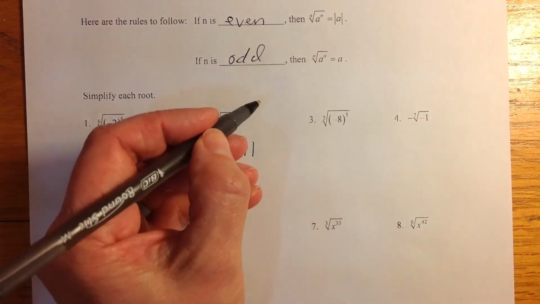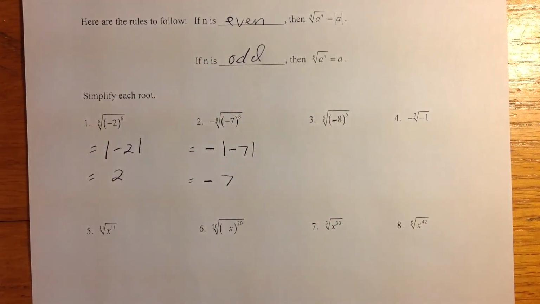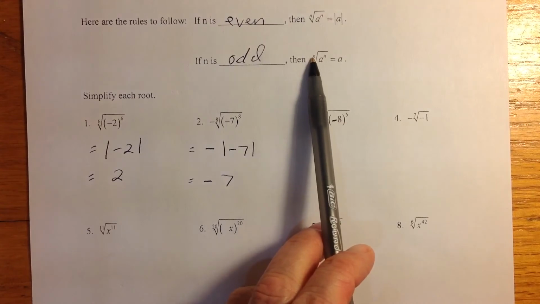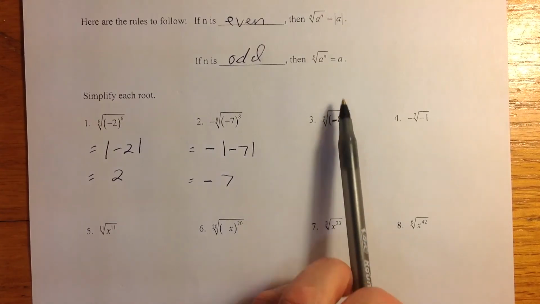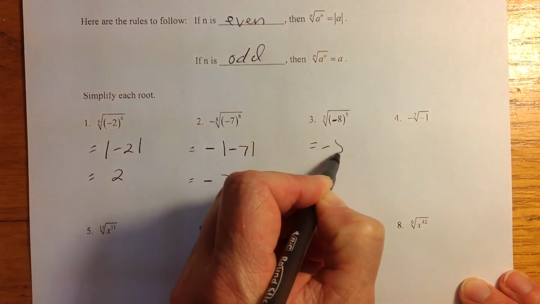This one. This is a negative 8 in here. Now look, is that an odd index with a matching odd power? So our answer is just what is the value that is raised to the power. So our answer is negative 8.